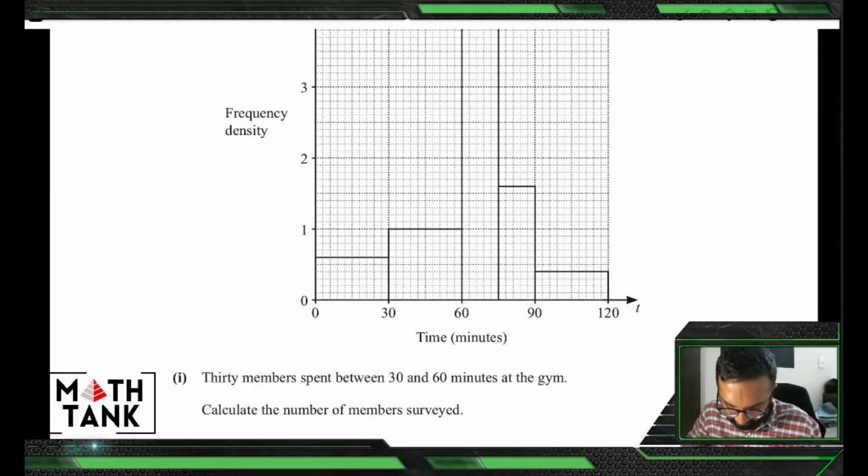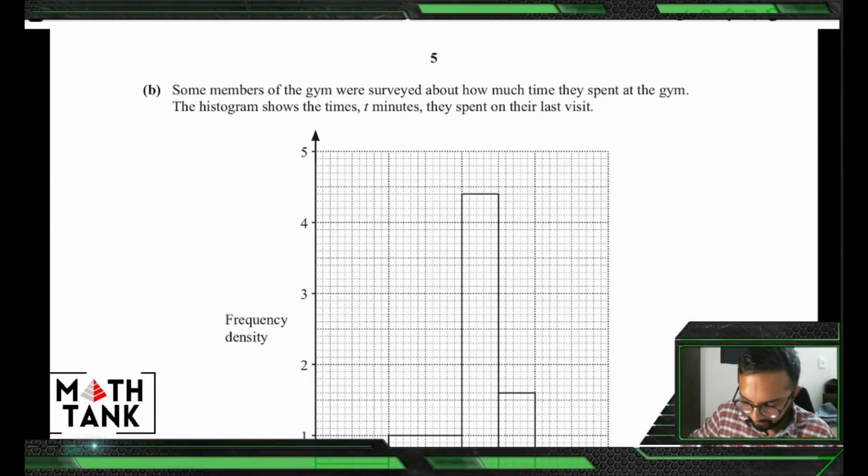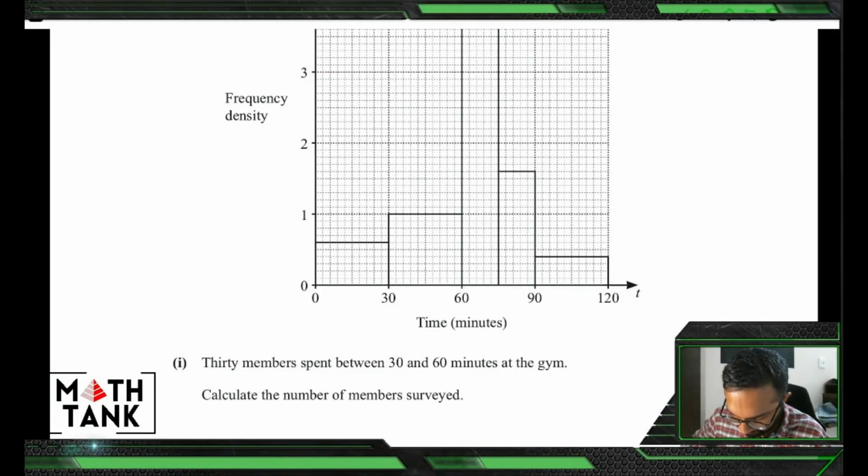Then this is another question on a histogram. This time the histogram is drawn for you. What does it say? It says 30 members spend time between 30 and 60. So the frequency here is 30. It says 30 members.